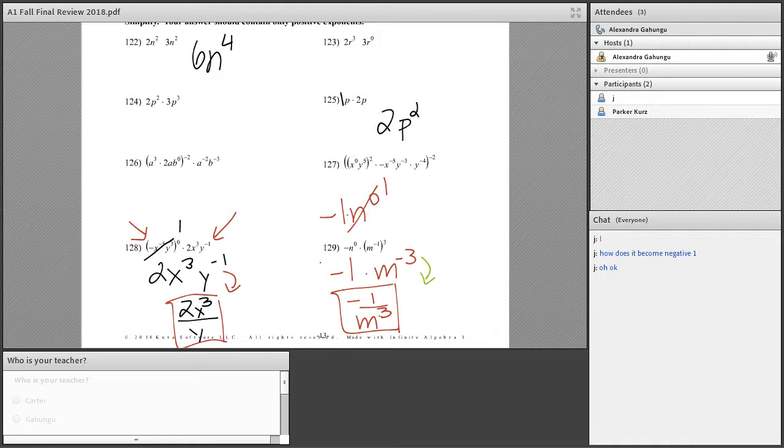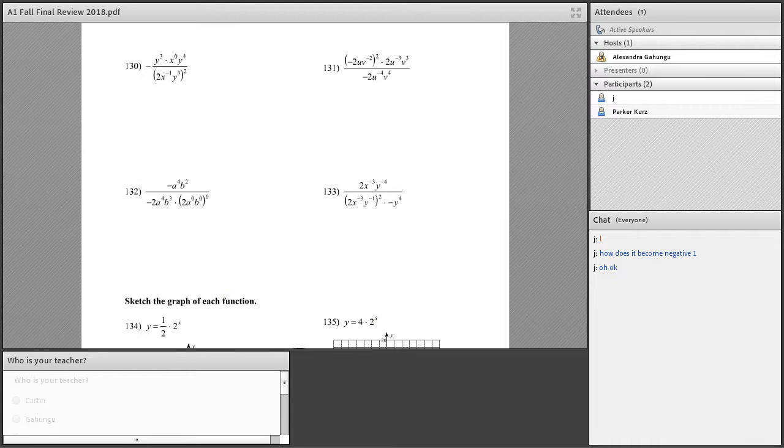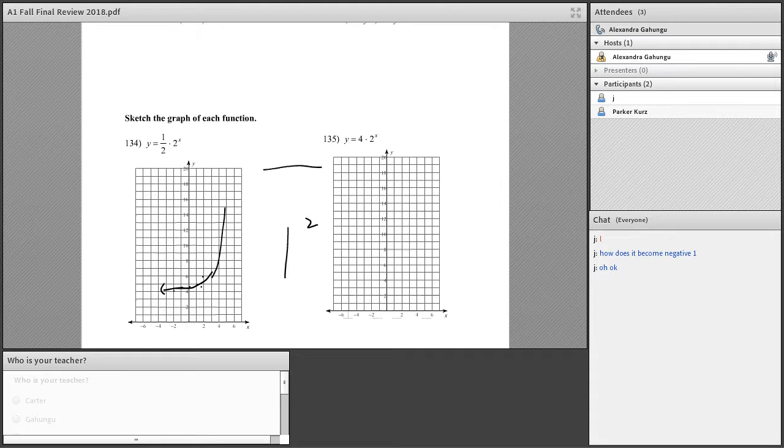Next section. I'm going to skip that for right now and graph these guys. I think I have some of this filled out. Let's edit. I'll do this guy.